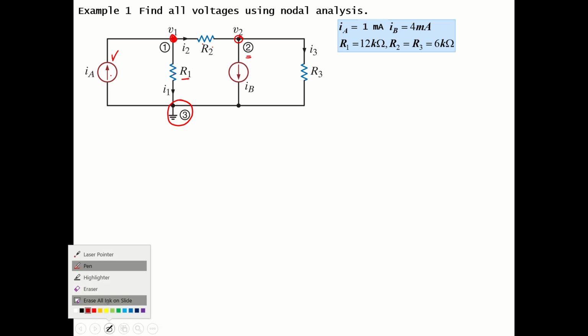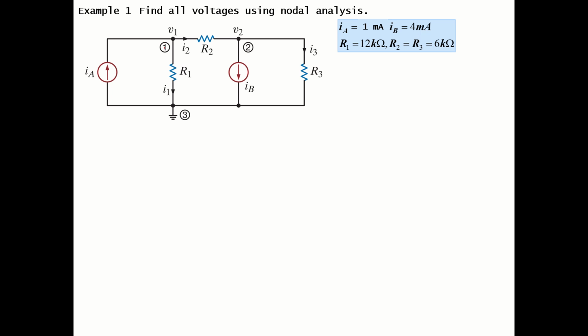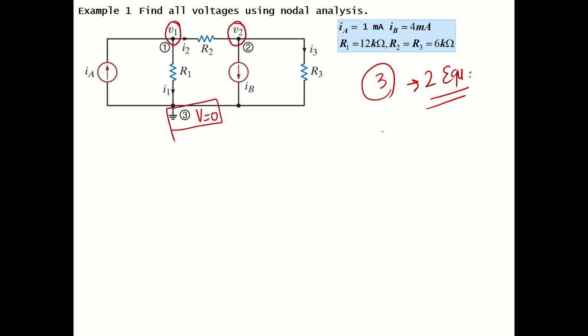So after identifying the required nodes in the circuit, we will try to write the nodal equations. Here we have seen that we have a total of 3 nodes, but we will write only 2 nodal equations. Why 2 nodal equations? Because the reference node usually is a ground, and the voltage at the ground is 0. So we don't need to write an equation for the reference node. Here we will write the equation for node 1, which is V1, and node 2, which is V2.